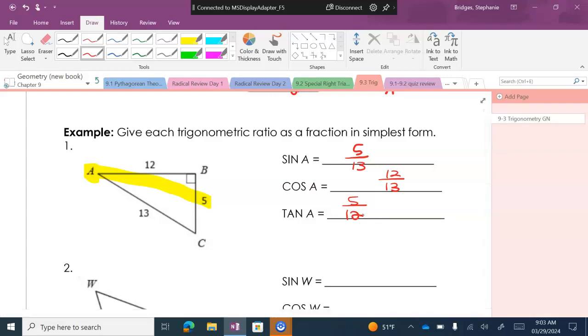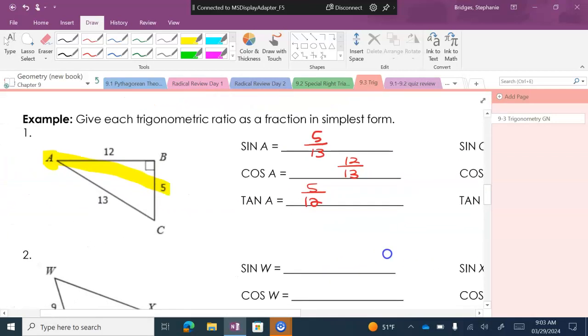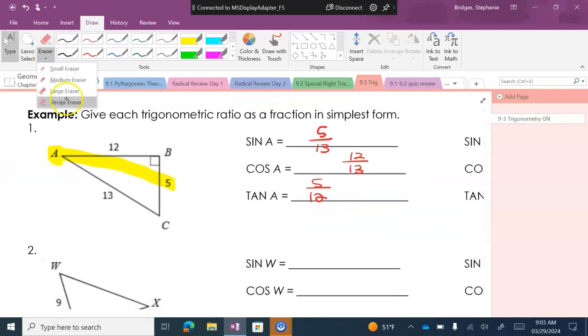No. Okay. So what I want you to do is take a minute and do the sine of C, the cosine of C, and the tangent of C. Do those next 3 questions. I'm going to let you try those. We're writing ratios. If they can reduce, reduce. You have the words right above. Sine is opposite over hypotenuse. Cosine is adjacent over hypotenuse. And tangent is opposite over adjacent.